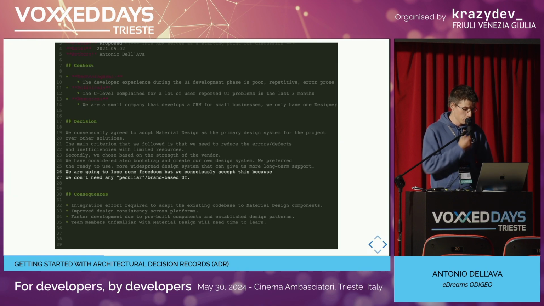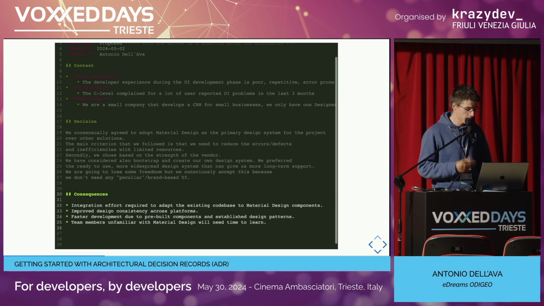So they also outline the trade-off. We are going to lose some freedom, but we consciously accept it because we don't need any peculiar brand-based UI. And then the consequences. So the integration effort required to adopt Material Design, then the benefits, the improved design consistency, the faster development, and obviously the fact that team members unfamiliar with Material Design will need time to learn. Okay, this is a good example, from my point of view, of an ADR.